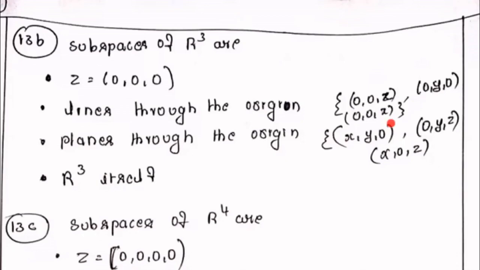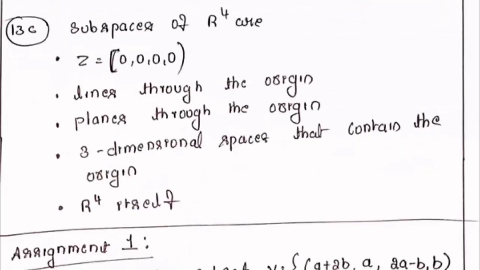You consider other cases: I made x as 0 and considered y and z. Similarly, I have considered x and z by making y equal to 0. So these are all subspaces. Okay. And R cube itself. And similarly for R4, you have this.